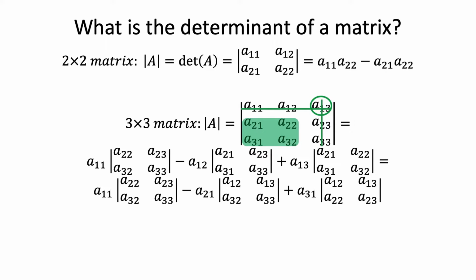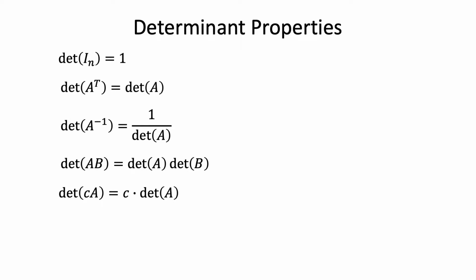In this example, the cofactors are row elements. You can also use column elements as cofactors. We list down a few determinant properties. The determinant of an identity matrix is 1.